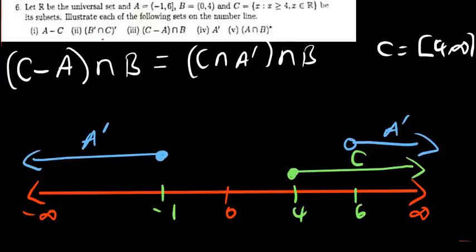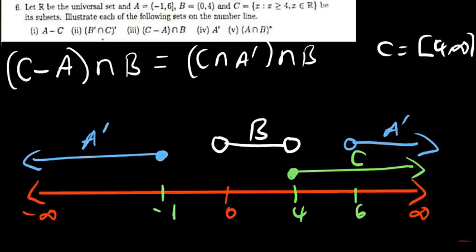C, I've already done that. Now we are meaning with B. So B is from 0 to 4. From 0 not included all the way to 4 not included. That is my B.